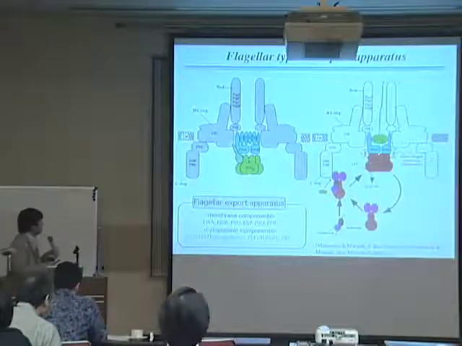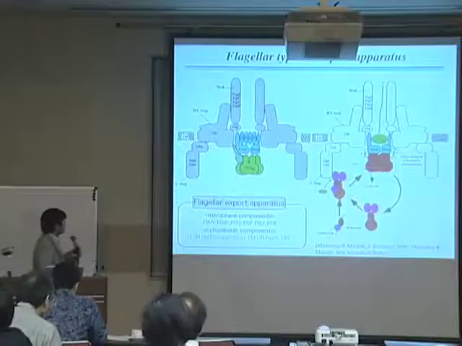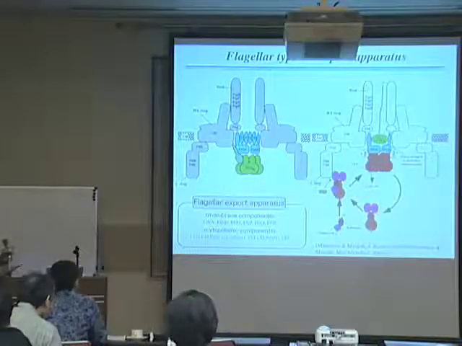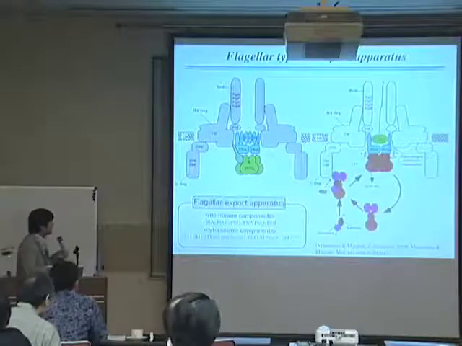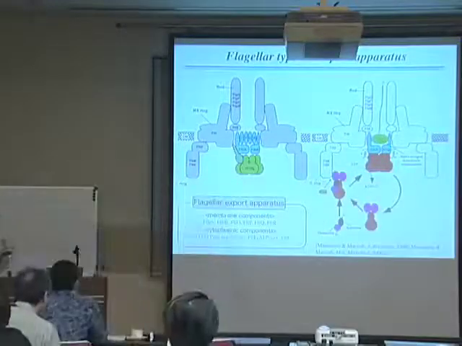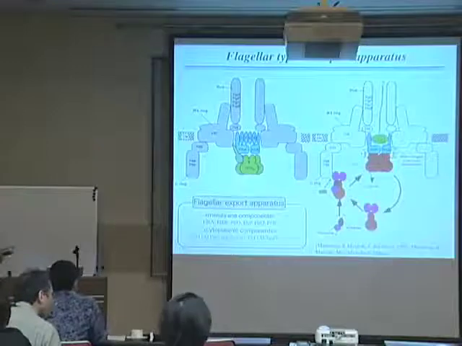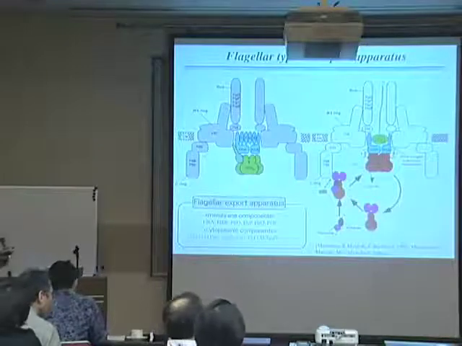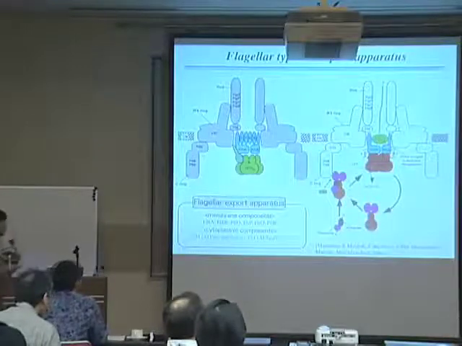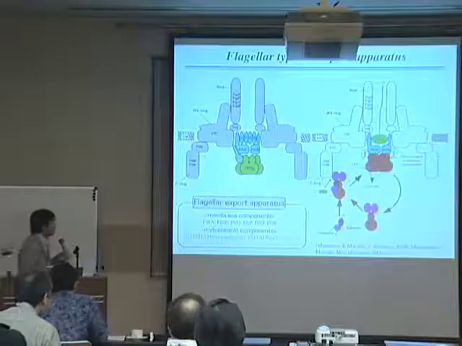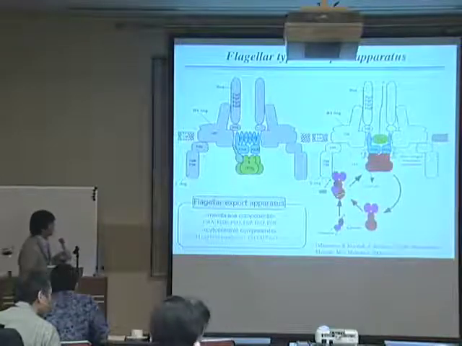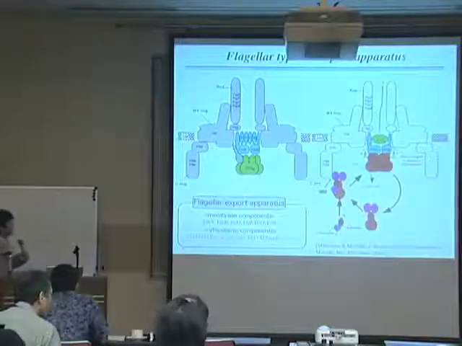And so it can be divided into two categories. One is the membrane component proteins, and the other is the cytoplasmic component proteins. And these cytoplasmic component proteins dynamically change their conformation or their binding partner to transport the substrate to the outside.